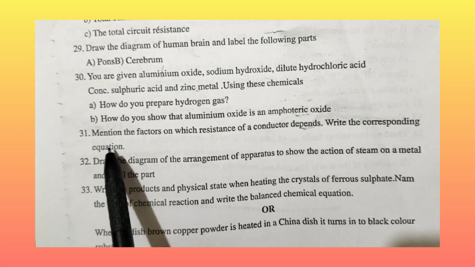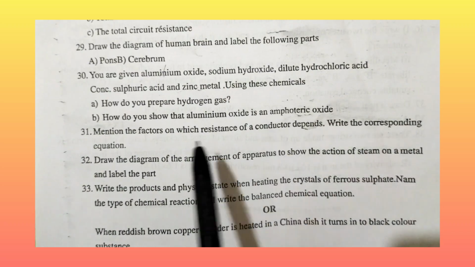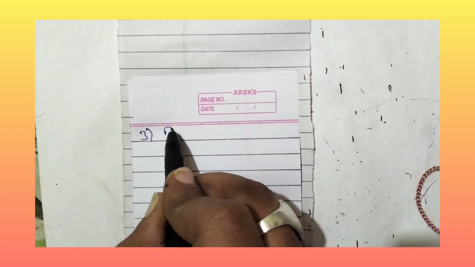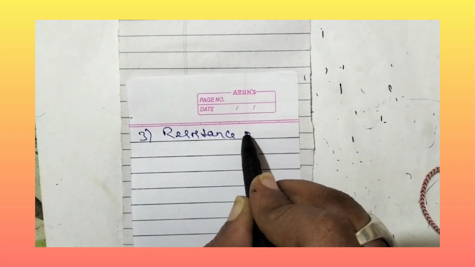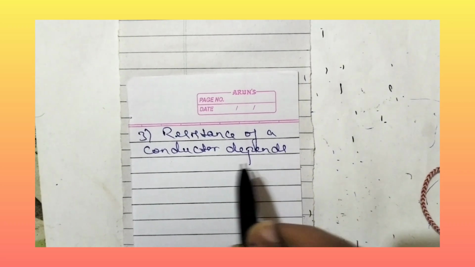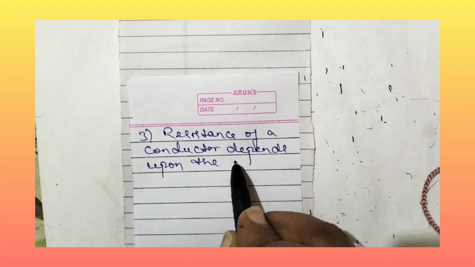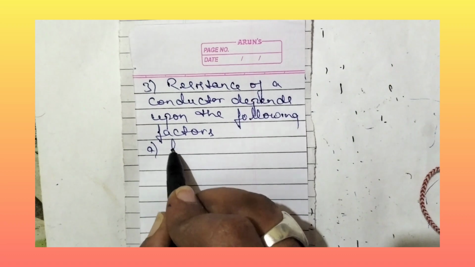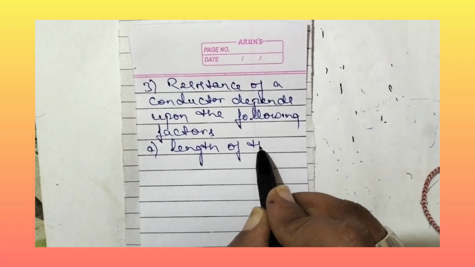Now let us move to question number 31. Mention the factors on which the resistance of a conductor depends, and write the corresponding equation. The resistance of a conductor depends upon the following factors. A, length of the conductor.